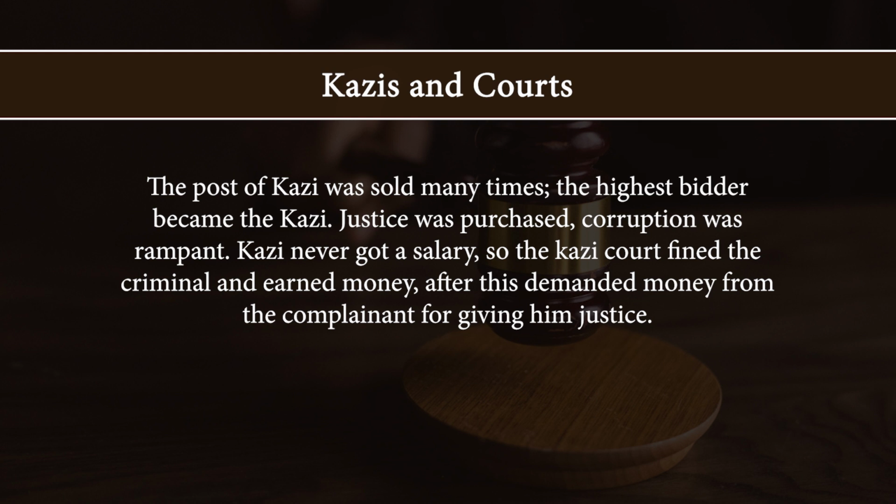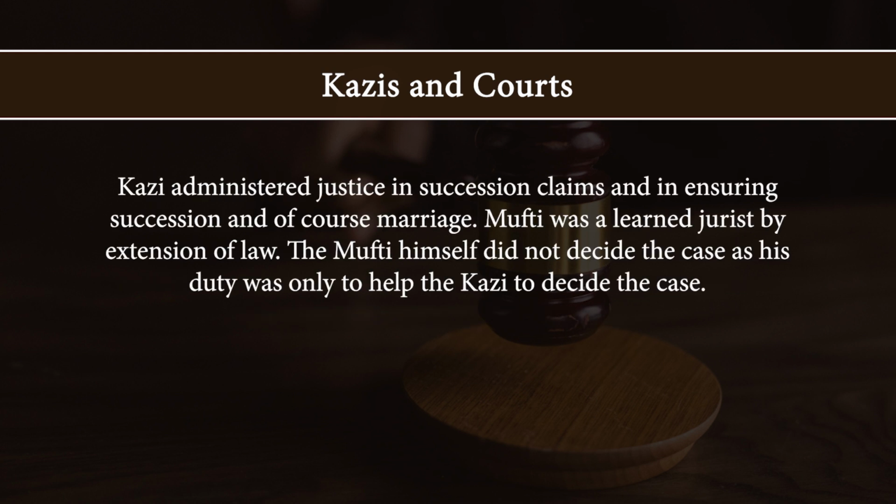Qazi never got a salary. So, the Qazi could fine the criminal and earn money. After this, he also demanded money from the complainant for giving him justice. Qazi administered justice in succession claims and, of course, marriage disputes. Mufti was a learned jurist by extension of law. The Mufti himself did not decide the case, as his duty was only to help the Qazi to decide the case.